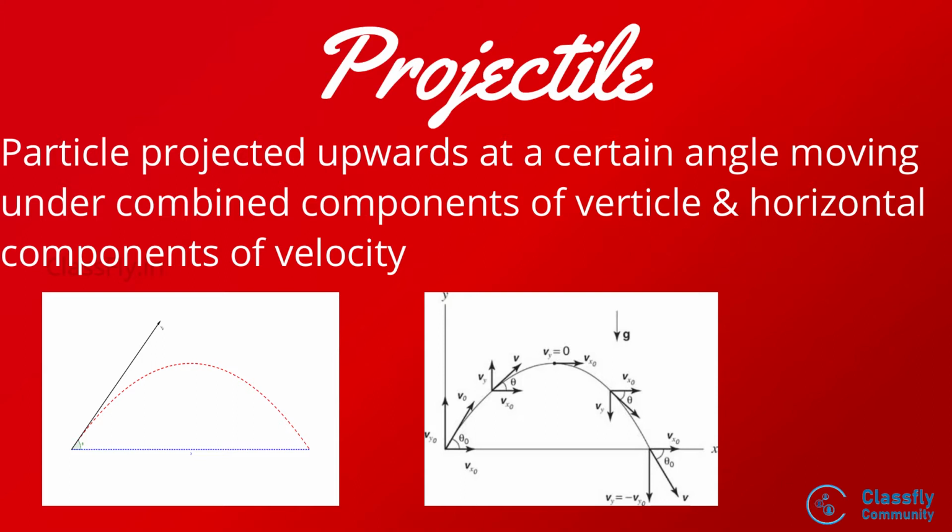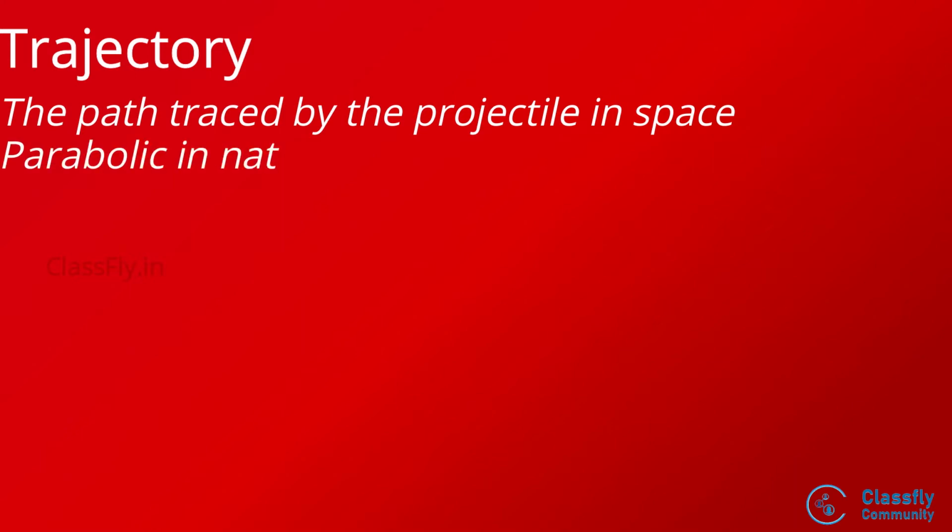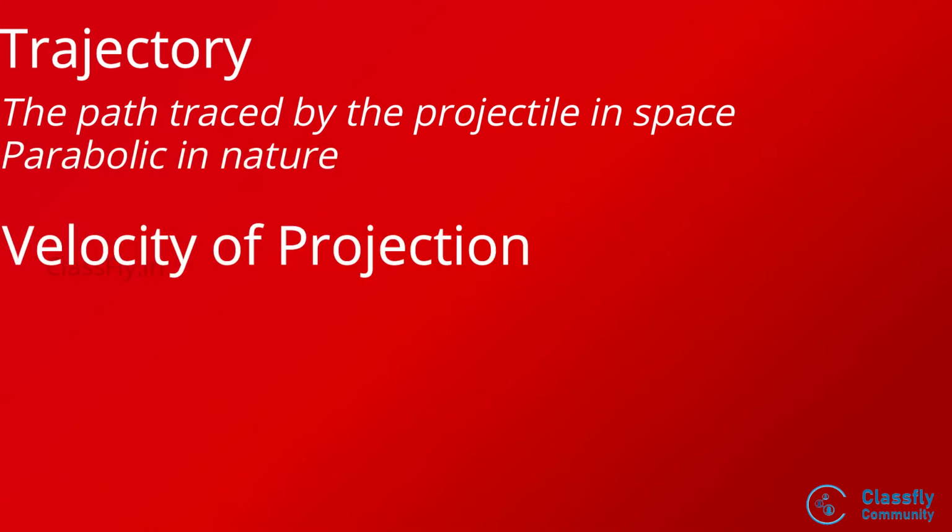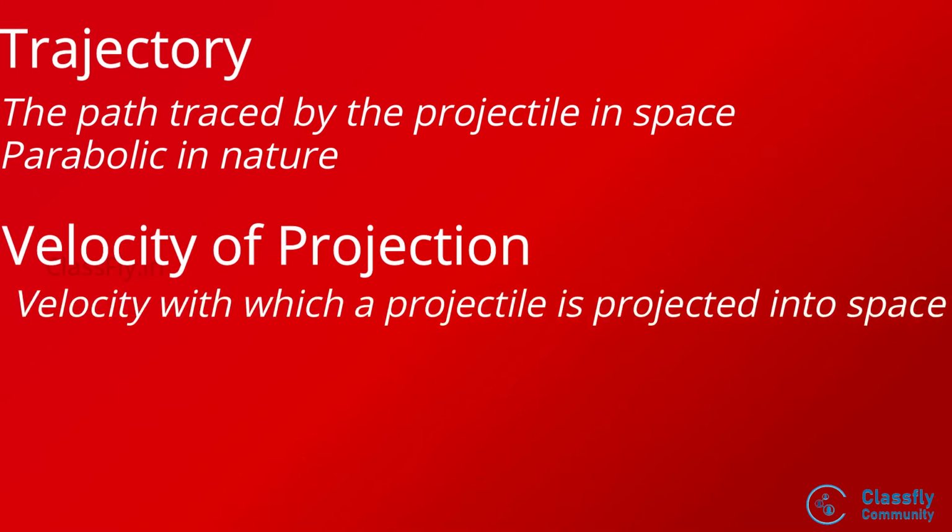Now, let us look into some terms related to the projectile motion. First, the trajectory. Well, the path which is traced by the projectile when it is in motion in space is known as the trajectory. The trajectory is usually parabolic in nature. Next, velocity of projection. Well, it is the initial velocity with which a projectile is projected into space.